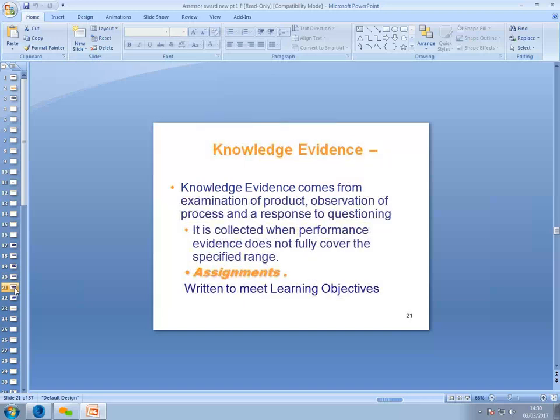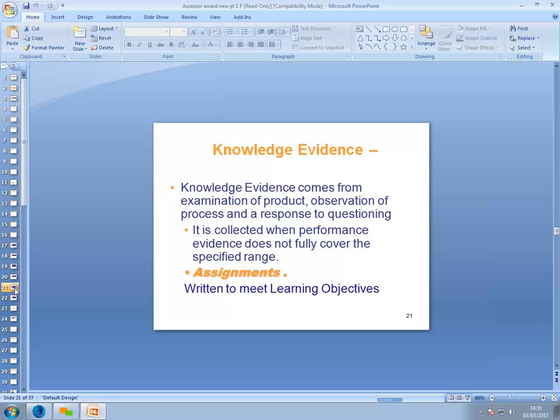Again, knowledge evidence comes from the examination of a product, the observation of a process in response to questioning. It is collected when performance evidence does not fully cover the specified range. Quite often, on practical courses when I've been assessing work done, I could say afterwards, yes, but what if this had happened, what would you have done then? I elicited the answer from there that would satisfy me that they had a full understanding.